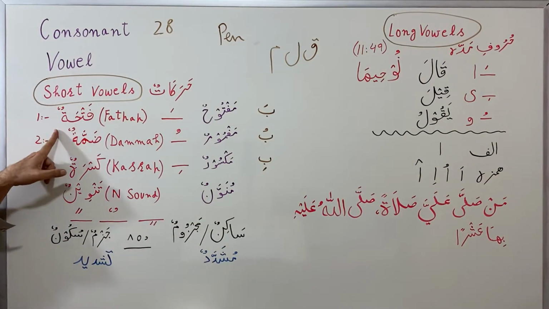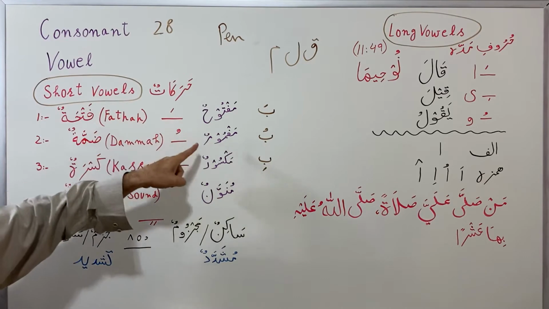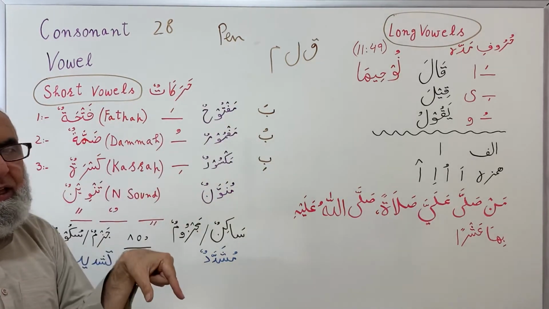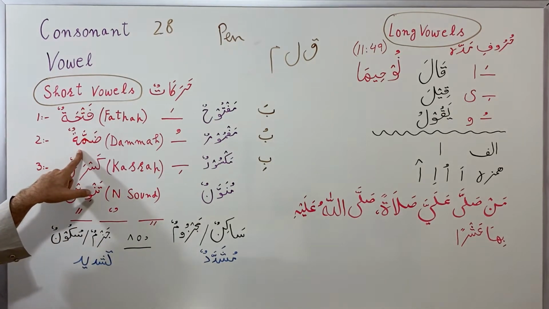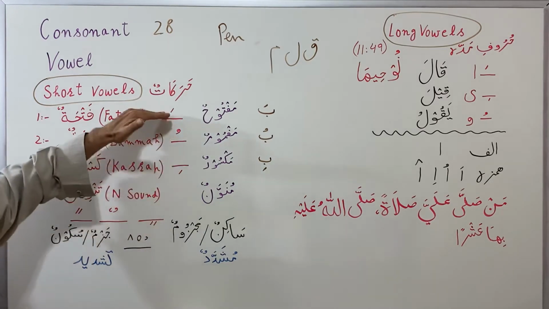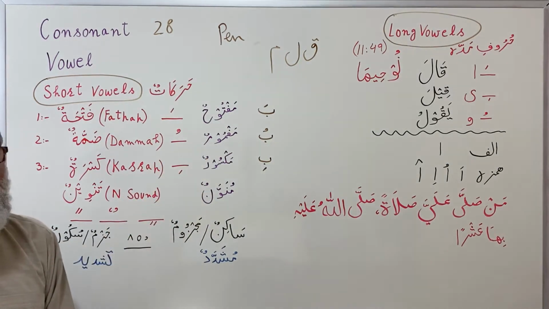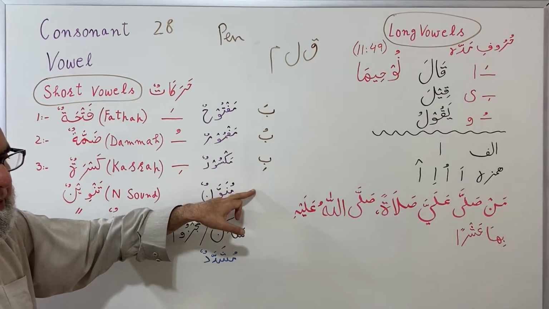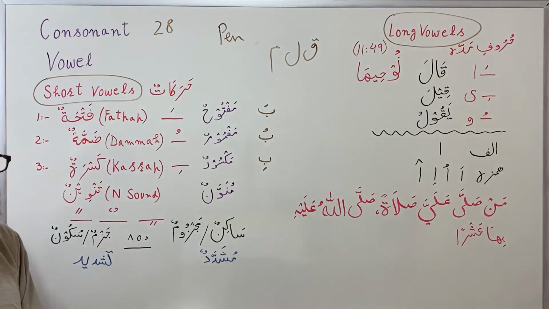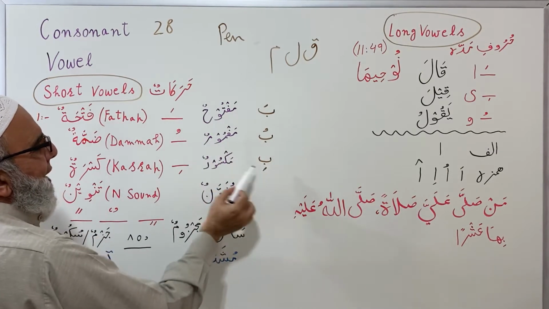One vowel is called fatha. Fatha is always over the line, and the letter which carries that fatha is called maftuh. The other is dhamma. Dhamma is always over the line, and those letters which have dhamma are called mazmoom. Those letters which have the kasra, which is always under the line, are called maksur. This ba is maftuh, this ba is mazmoom, this ba is maksur.